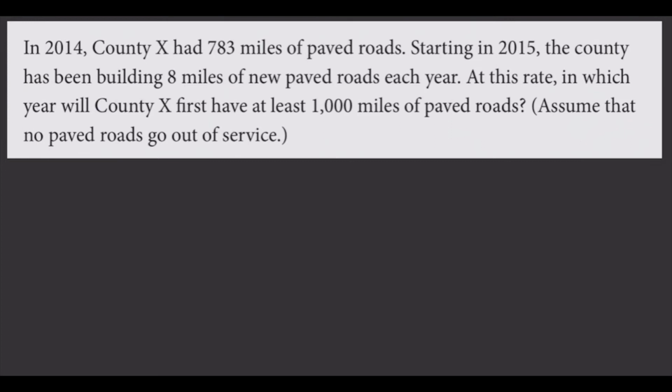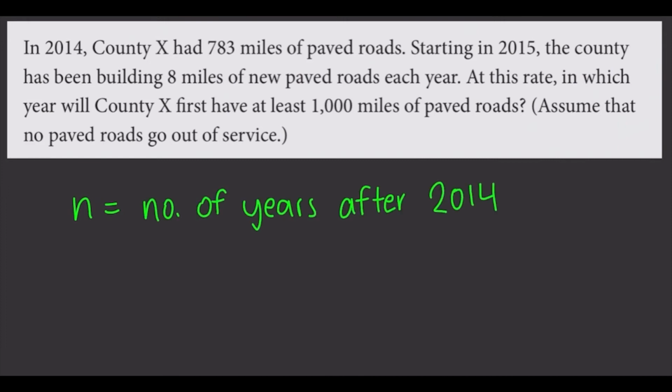So to solve this question, we need to figure out that this question is asking you to solve an inequality. As figured out in the first question, n is defined as the number of years after 2014. Then, the expression 783 plus 8n, figured out in question 2, gives the number of miles of paved roads in County X n years after 2014. This particular question is asking when there will be at least 1,000 miles of paved roads in County X.